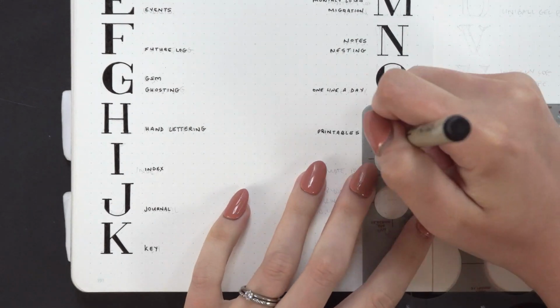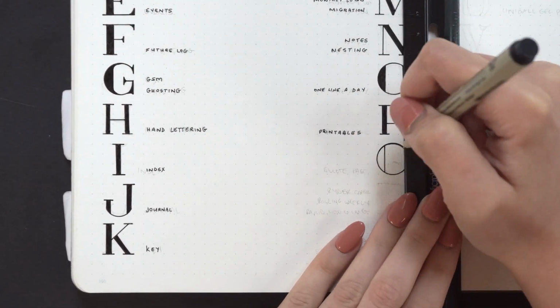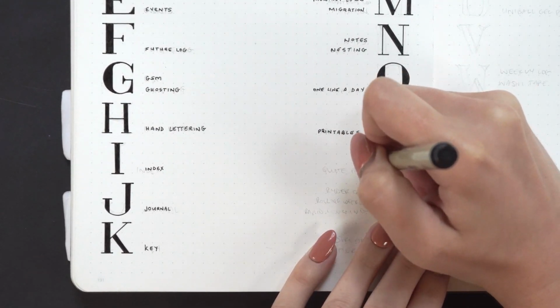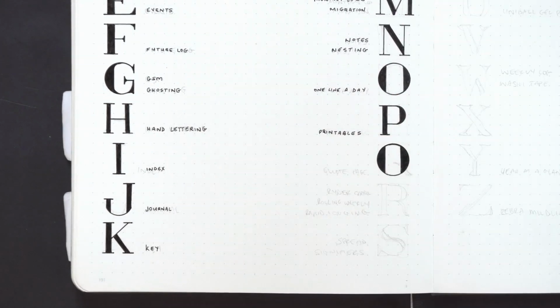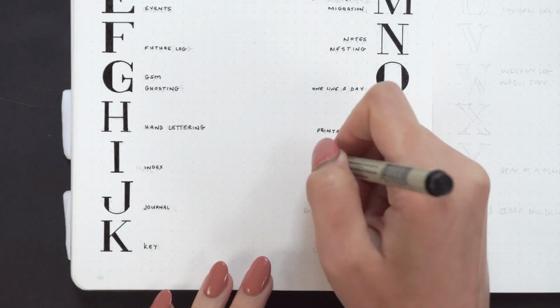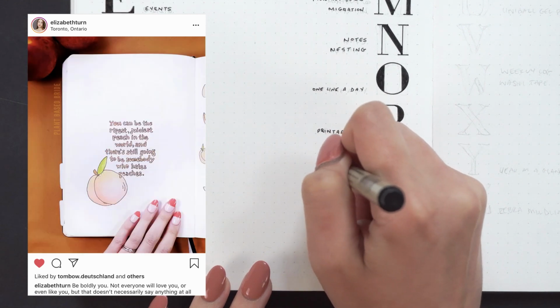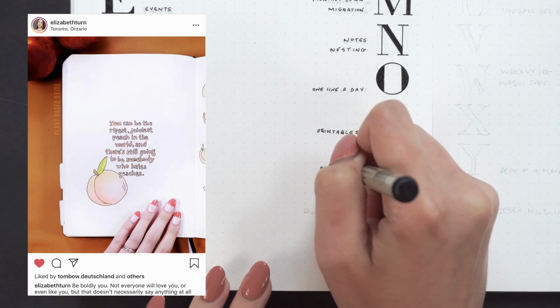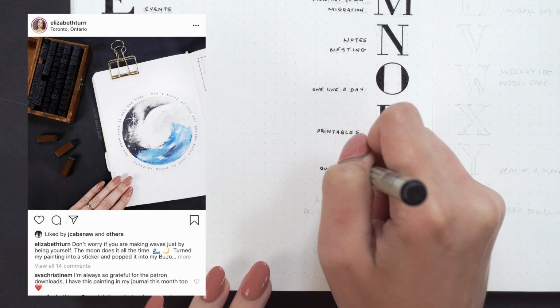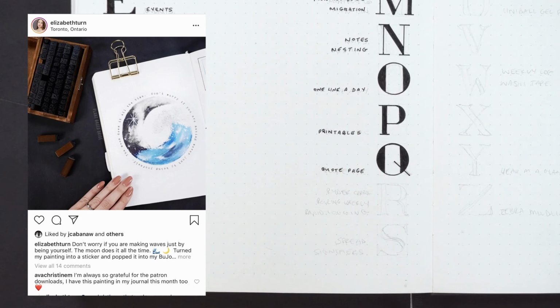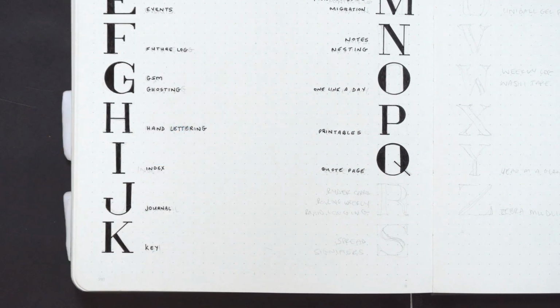For Q, I have quote page. Quote pages are very common in bullet journaling, and they just allow you to get a little bit more creative, to incorporate some sort of inspirational quote that you want to be reminded of into your bullet journal. They usually involve some sort of artistic element, often include hand lettering, and can be a really fun way to keep yourself motivated and to keep your mind focused on whatever it is that you currently feel you need to work on.